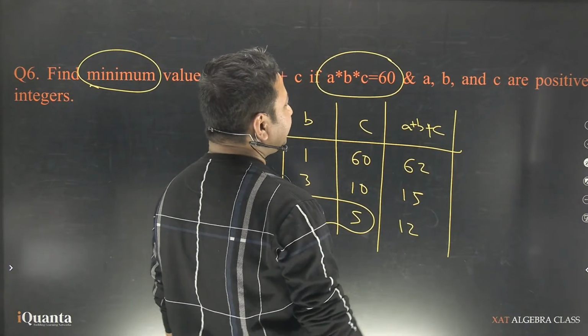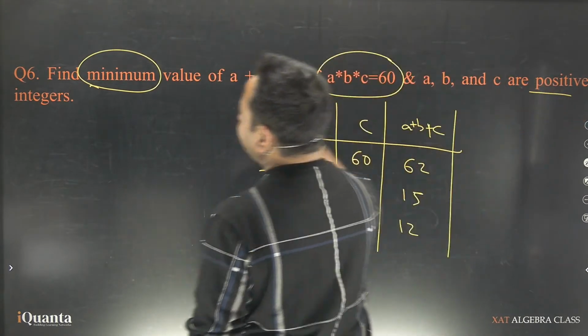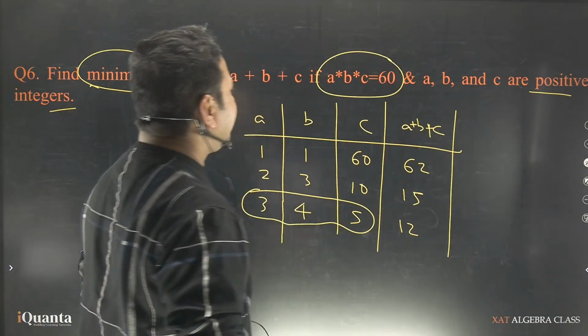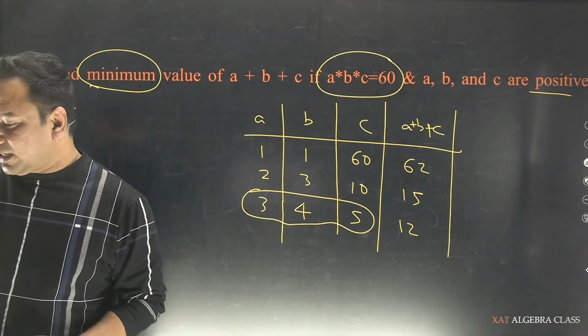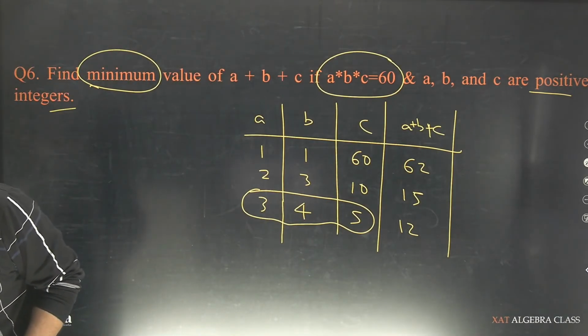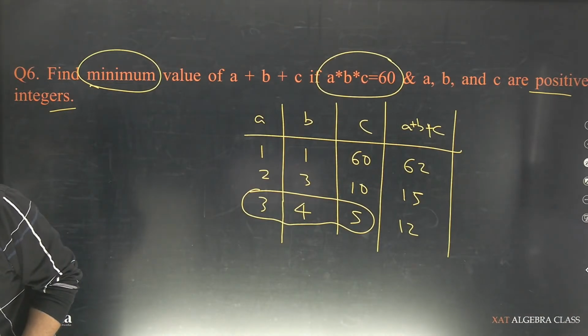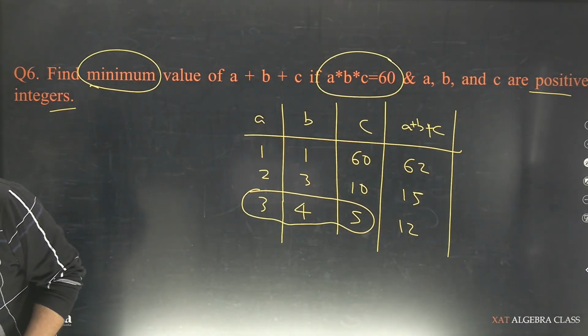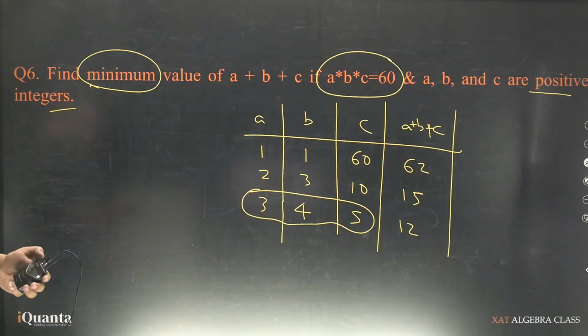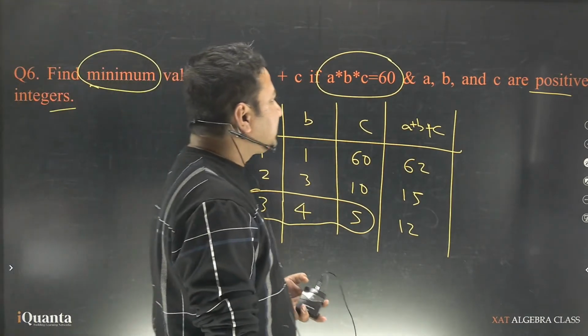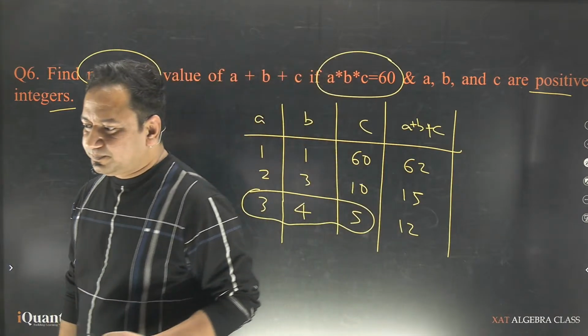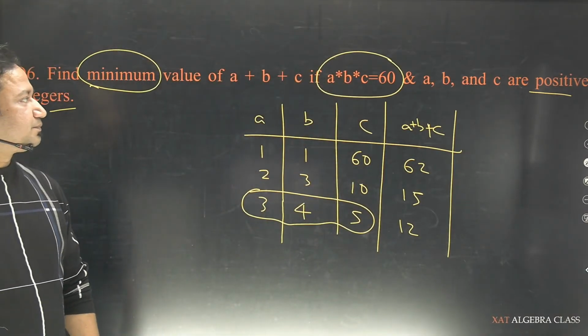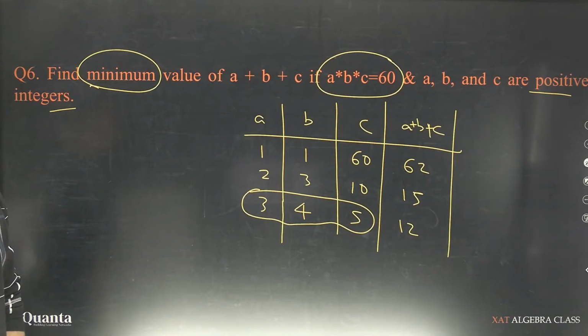Okay. What if the positive integer condition was not given? Here we have the positive integer condition. अगर वो नहीं होता, तब आंसर क्या होता? So my question is, what if this positive integer condition was not given? In that case, what would we have done? As close as possible.